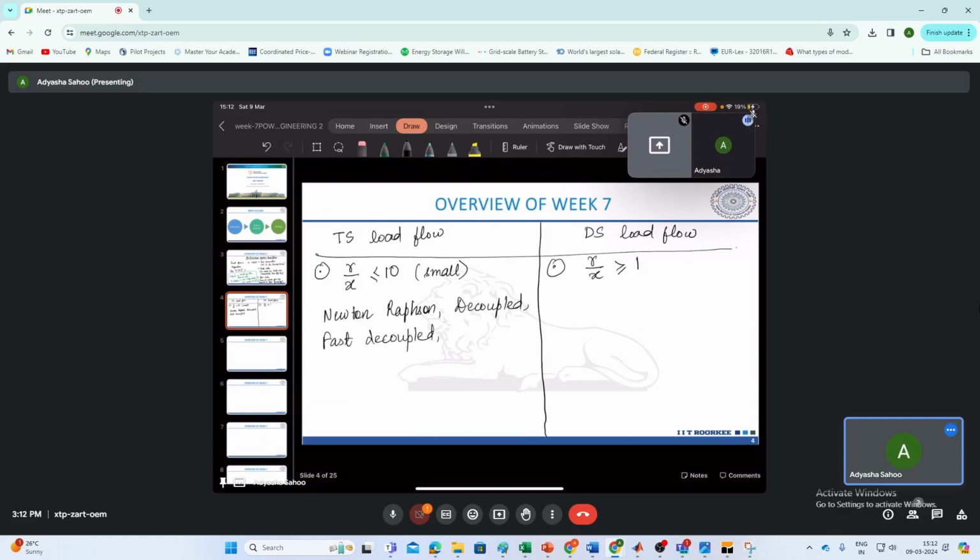So for these algorithms, the assumption that we take is that your R by X ratio is small. And taking that assumption, we derive the equations for this fast decoupled load flow. And for Newton Raphson, you know that we compute the Jacobian and all, and these are all iterative methods.